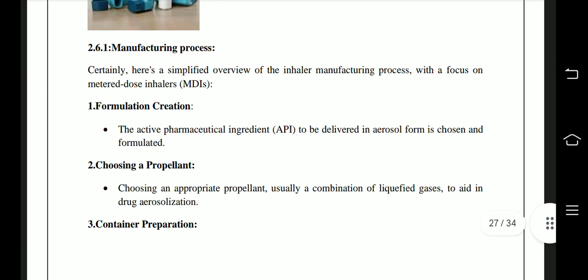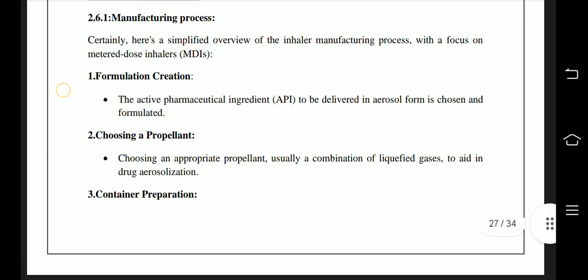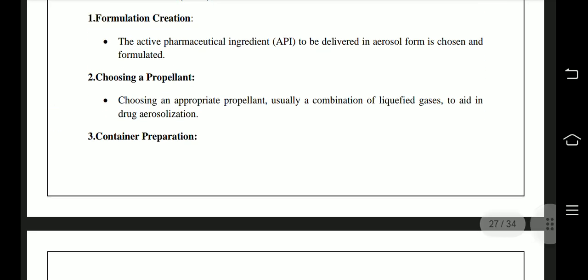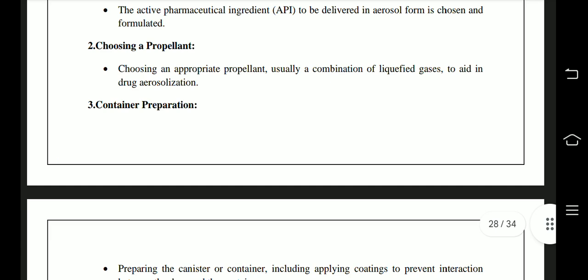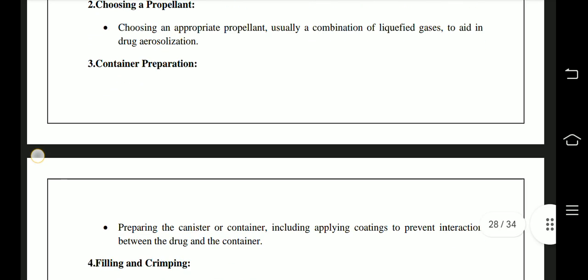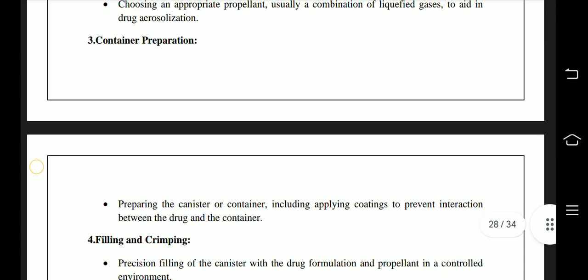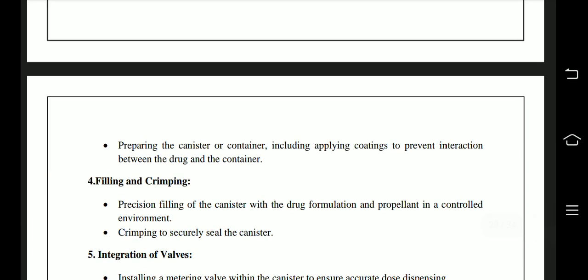Now I would like to discuss the manufacturing processes involved in inhalers. The first one is formulation creation. The active ingredient to be delivered in aerosol form is chosen and formulated. Choosing a propellant: choosing an appropriate propellant, usually a combination of liquefied gases, to aid in drug aerosolization. Container preparation. Preparing the canister or container, including applying a coating to prevent interaction between the drug and the container.